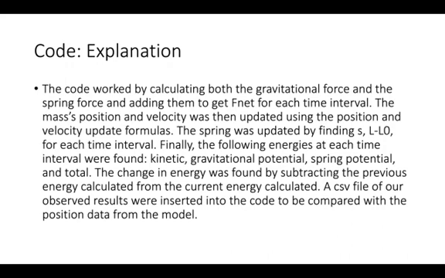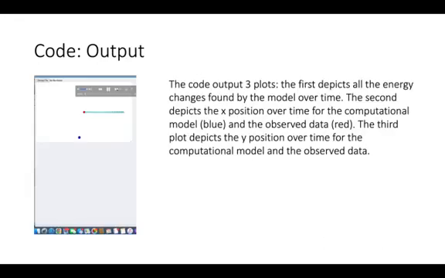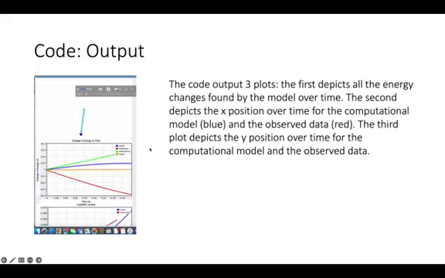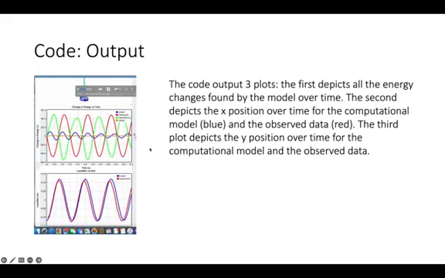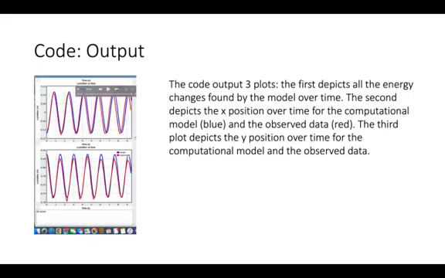A CSV file of our observed results was inserted into the code to be compared with the position data from the model. Here's the output of our code. It output 3 plots. The first depicts all the energy changes found by the model over time. The second depicts the x position over time for the computational model in blue and the observed data in red. The third plot depicts the y position over time for the computational model and the observed data.